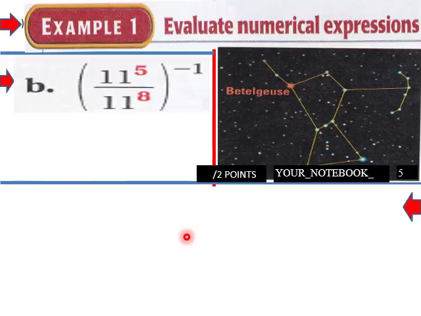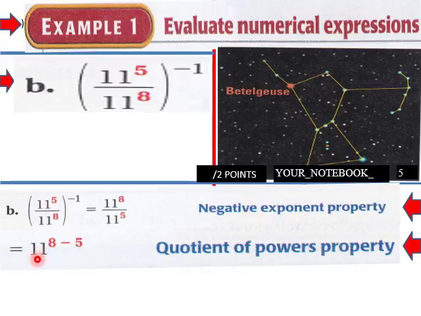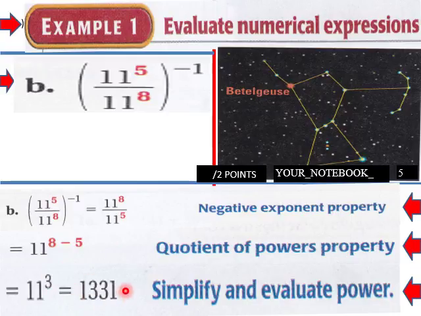And then example 1 again, the extension for b. This is like to the negative 1 power, this quantity here to the negative 1. What do we do with that? What we do is we flip it. This reciprocates this whole quotient here, the negative exponent property. So we have 11 over 8 to the minus 5 power, because we're using the quotient of powers. And that gives us 1331. 11 cubed is 1331.